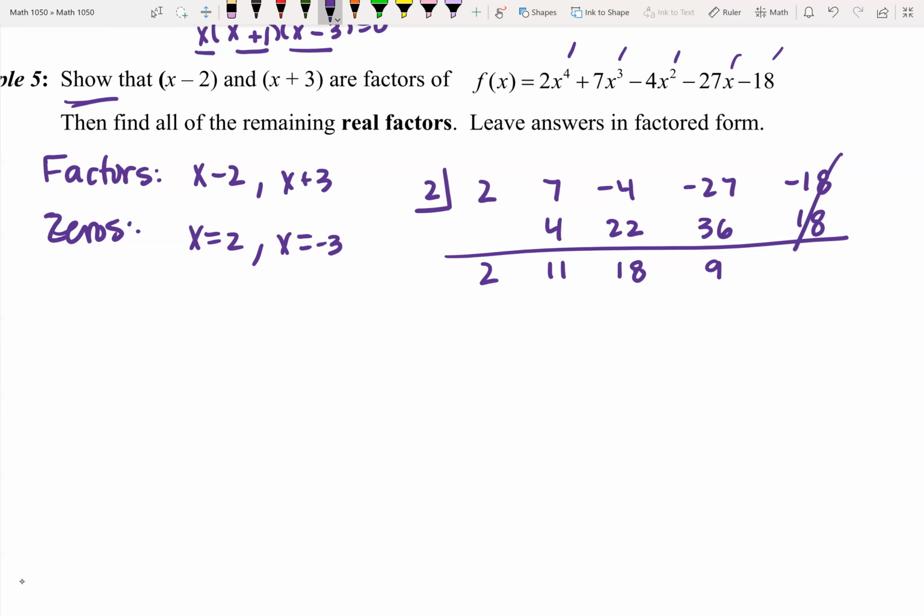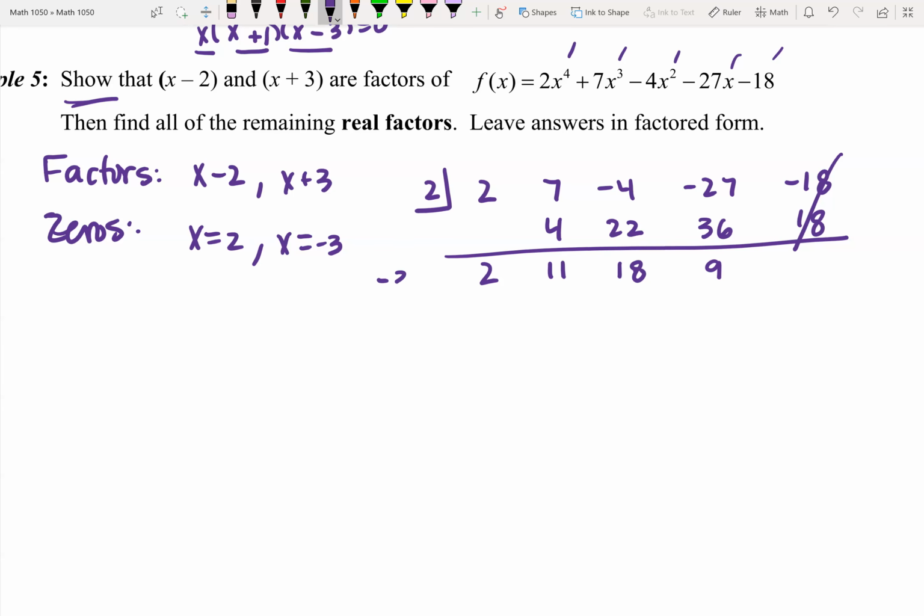Now, just look and listen here for a second. Don't write anything. I could do this again from the start with 2, 7, -4, -27, -18 and get no remainder. But the point is, I'm trying to take that big, huge guy that I started with and make him smaller, make him smaller, make him smaller. So if I do them separately, I'm not really helping myself. So I'm not going to do a separate thing. I'm going to stack them on top of each other.